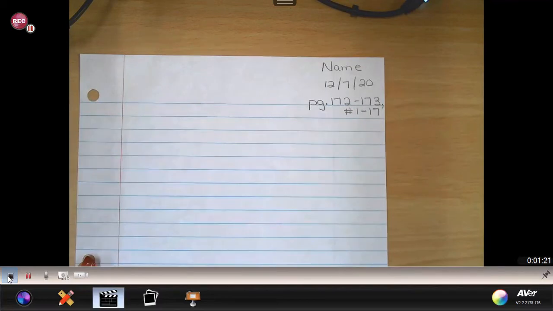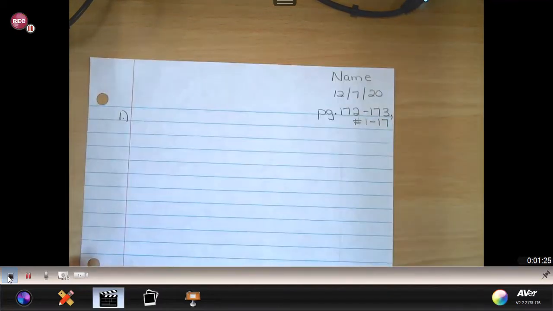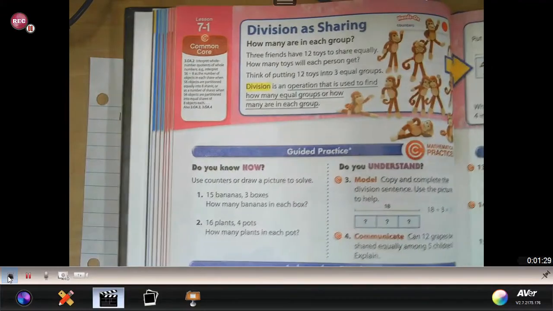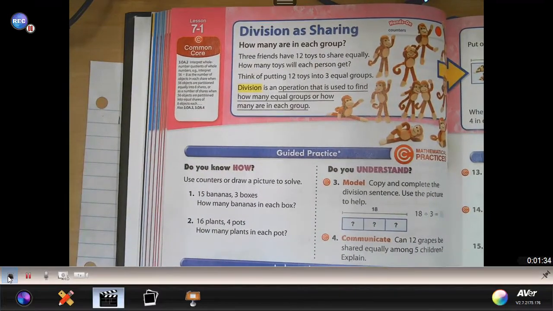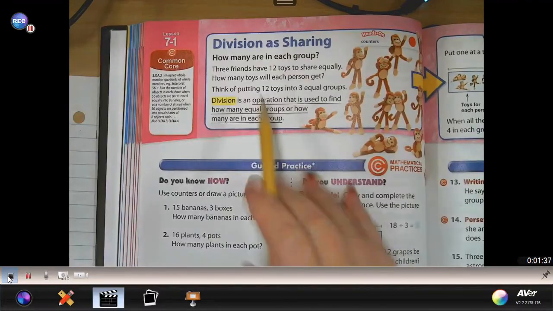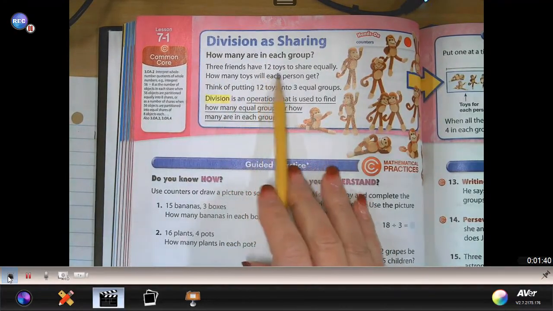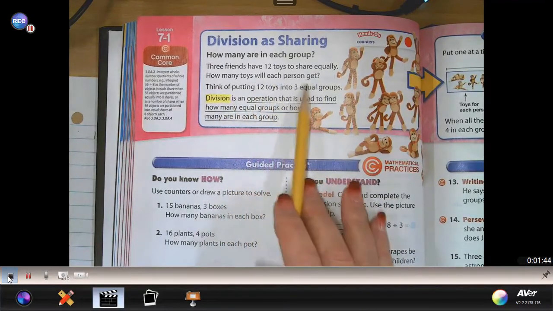So, I'm going to start you off. Not going to do all the problems, I'm just going to start you off. So, we're going to look at problem number 1. And if you notice here, we are asking to share these objects. So it says 3 friends have 12 toys to share equally. How many toys will each person get?